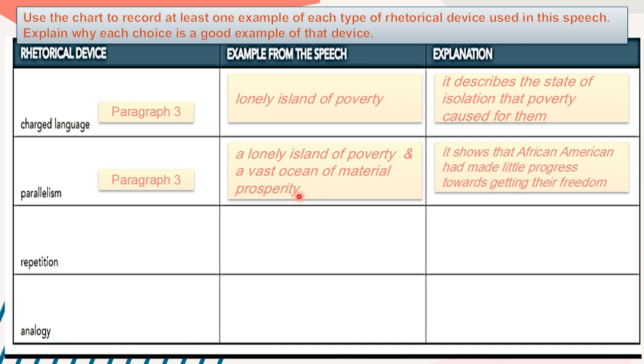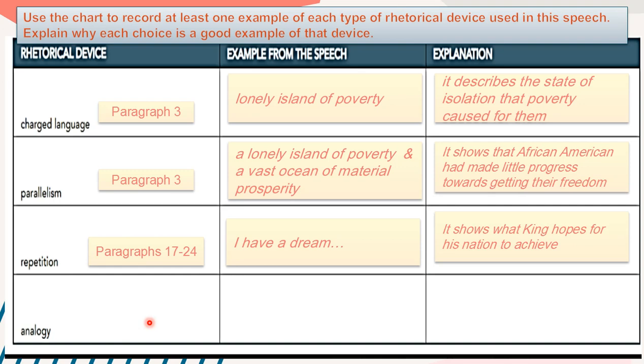You're supposed to write these things in your book, page 267. Repetition. Where should you look for it? Look between paragraph 17 and 24. If you have just a glance between 17 and 24, you will find these words repeated: I have a dream. Repeated with the same words between paragraph 17 and 24. What does this mean? It shows what King hopes for his nation to achieve, which is what? Freedom, to get their freedom.